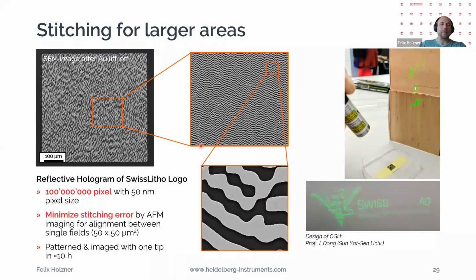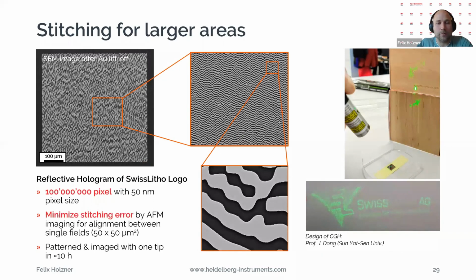Okay, but the laser doesn't help you much if you have structures like this where you need high resolution features all over. This is a 500 micron sized reflective hologram consisting of a lot of pixels. Here we also had to stitch fields together. Our writing field is 50 microns, and for the stitching we use our in situ alignment capability. We measure with a cold tip before we write the next field, to align the fields with very low stitching error. But in general, this takes rather long. This took around 10 hours to write and image this whole pattern.